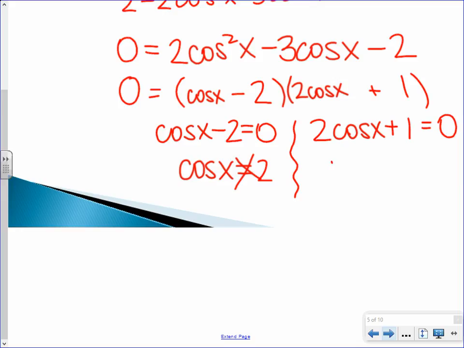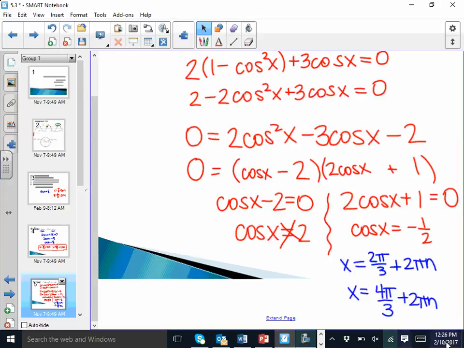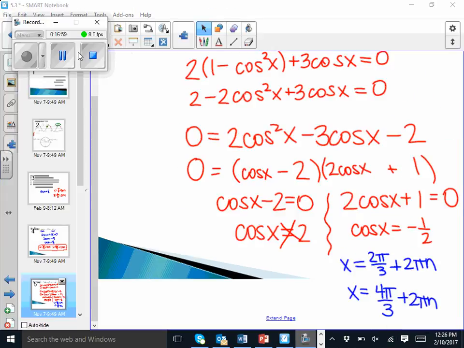Okay? So now we need where the cosine of x is equal to -1/2, which happens at 2 pi over 3 and 4 pi over 3. And then we add in the period times n. Okay? All right. It is lunchtime, so as soon as you get those answers written down, you can go, and we will pick up where we left off when you get back.